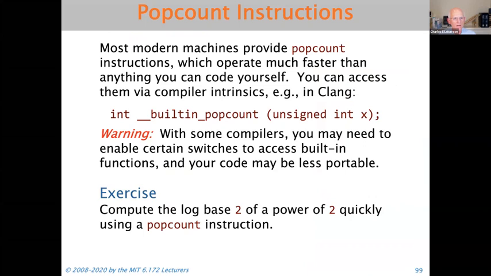Most modern machines provide pop count instructions, which operate much faster than anything you can code yourself. You can access them once again via compiler intrinsics, for example, in Clang. So here's the built-in for pop count. You have to be careful. In some compilers, you may need to enable certain switches to access built-in functions, and your code may be less portable. And here's a little exercise that you can do on your own. Compute the log base 2 of a power of 2 quickly using a pop count instruction.